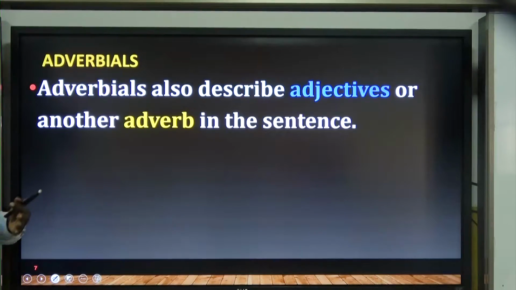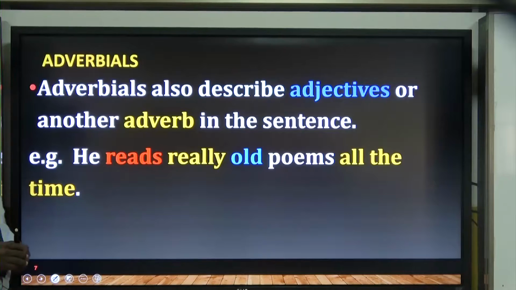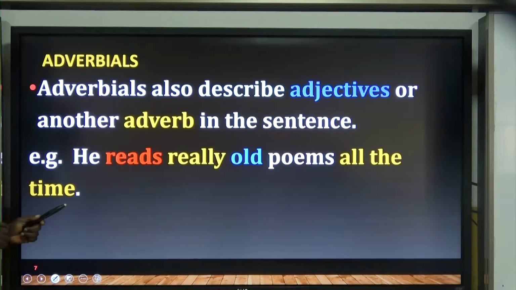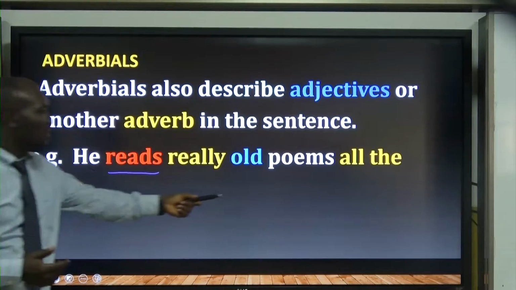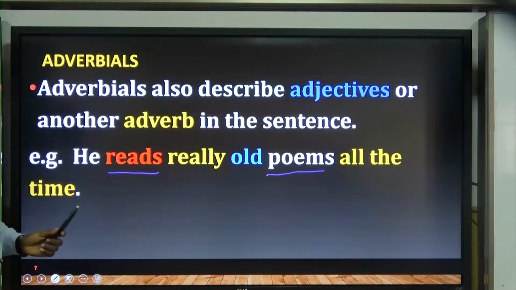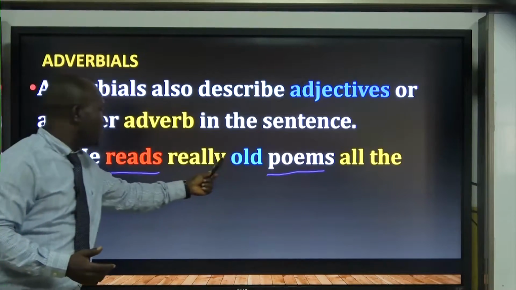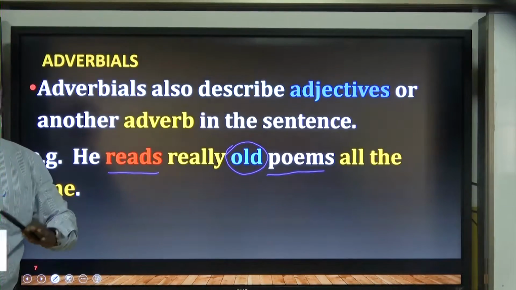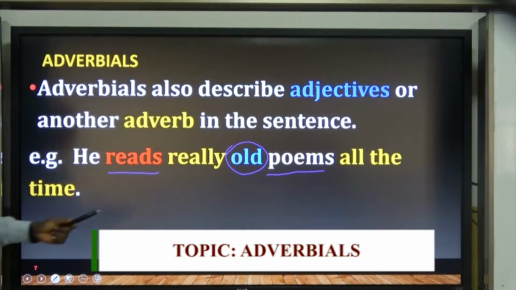Okay, so adverbials do not only describe actions, they also describe adjectives or other adverb in the sentence. Let's look at this. He reads really old poems all the time. You can find his action, which is what? Read. And then you can find what he reads, which is what? Poems. In this sentence, you will find what kind of poem? Old poem. This is an adjective. But you can see a word describing how old are these poems he reads. And that is what? Really.